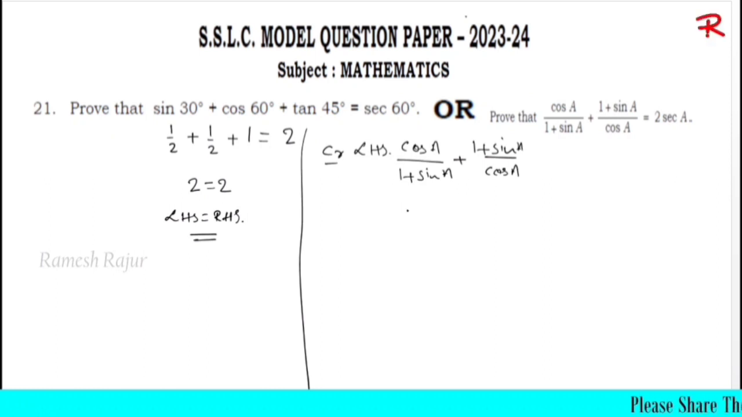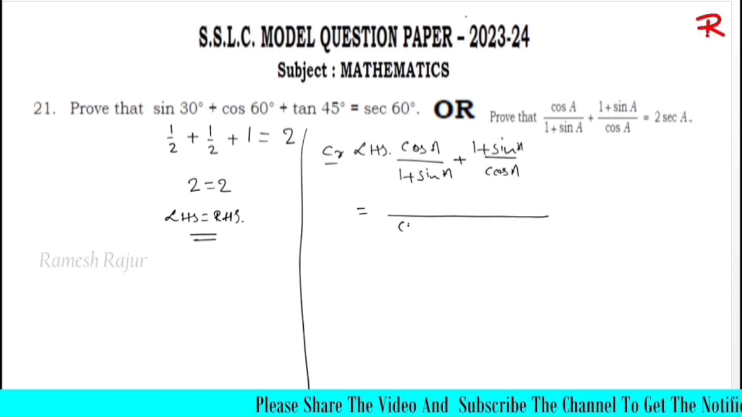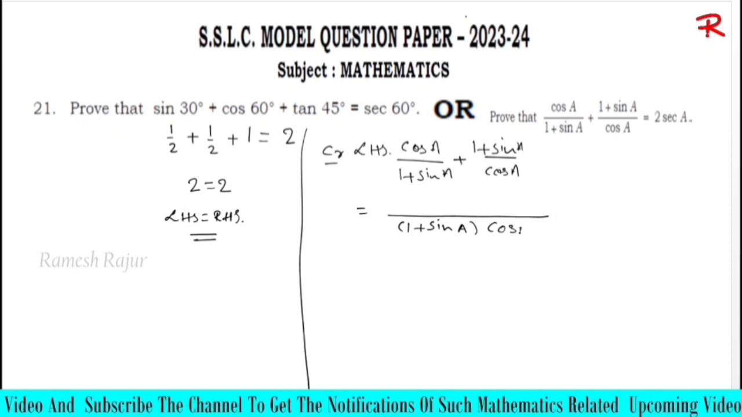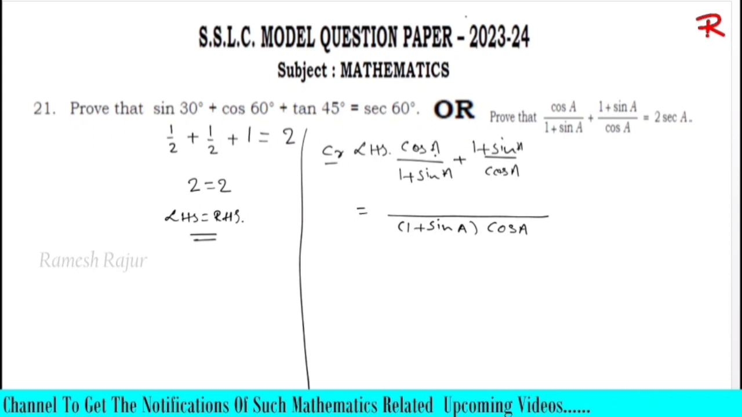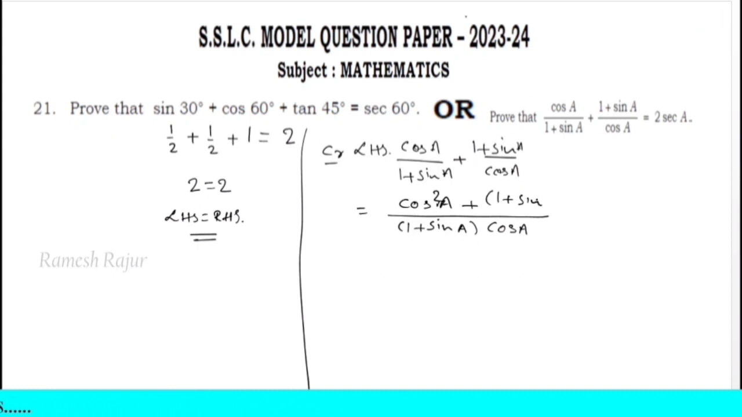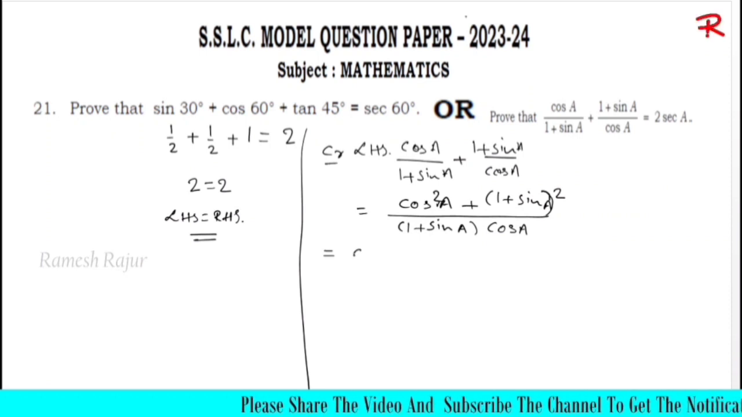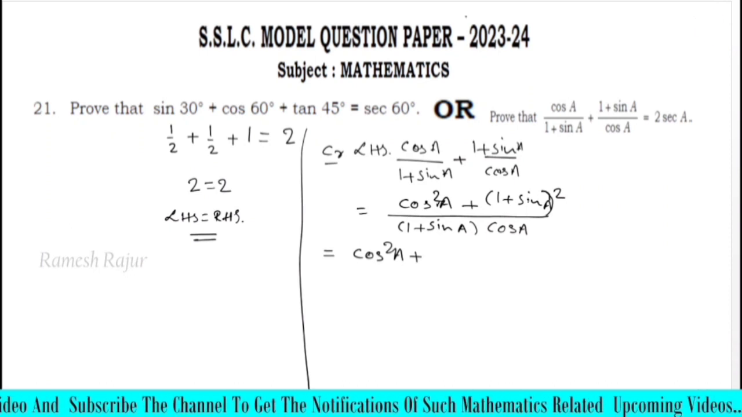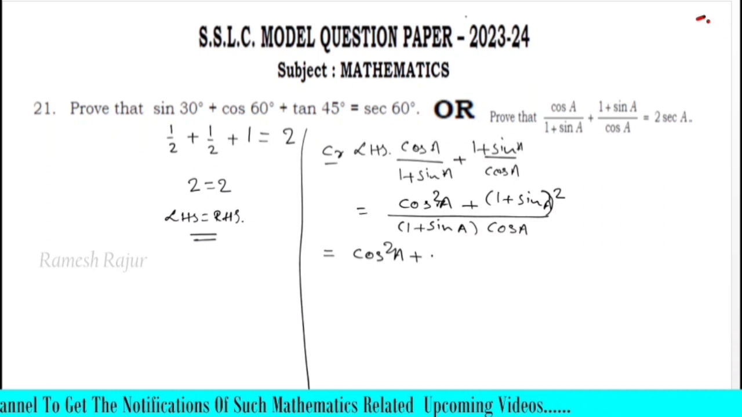Here, taking the LCM of the denominators, we have 1 plus sin A into cos A. When we multiply cos A into cos A, we get cos square A, plus 1 plus sin A whole square. Later it becomes cos square A plus 1 plus sin A whole square, in the form of A plus B whole square.